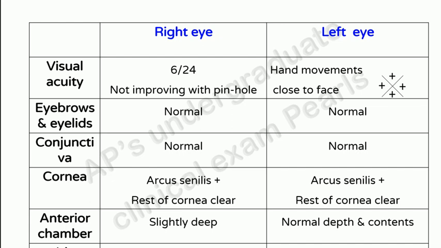Next, when vision is hand movements, many students also write perception of light. That is to be avoided because logically, if a person can make out hand movements, then definitely the person is able to appreciate perception of light also. So if you notice here, since I have written hand movements, I have written about projection of rays and I have not included perception of light.